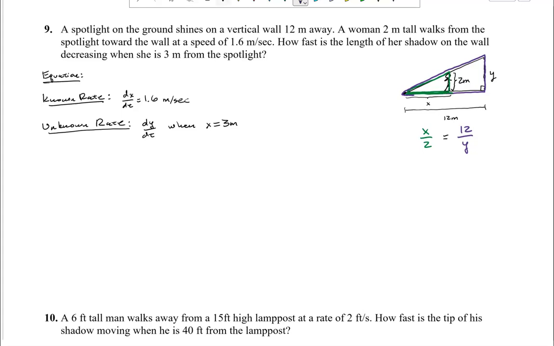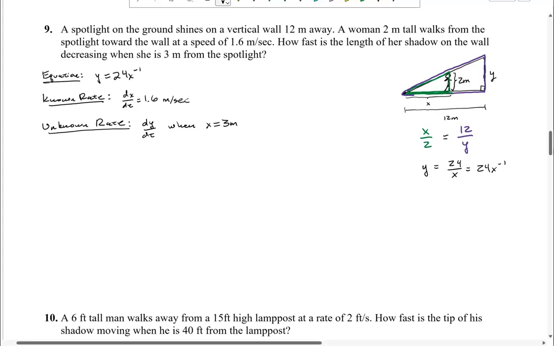Now, if we go ahead and isolate one of our variables here, maybe we multiply over the y, and then multiply both sides by 2 over x, we'll get 24 over x, which is the same as 24x to the negative 1 power. So that's going to be our equation here. So we'll go ahead and differentiate this implicitly with respect to t.